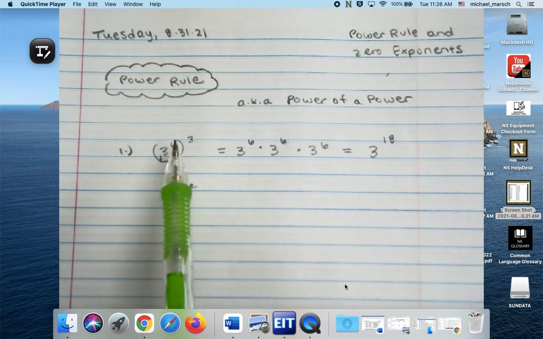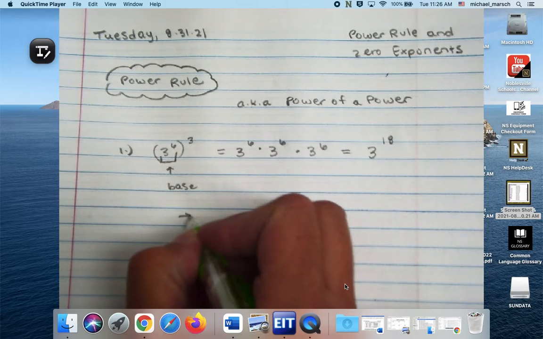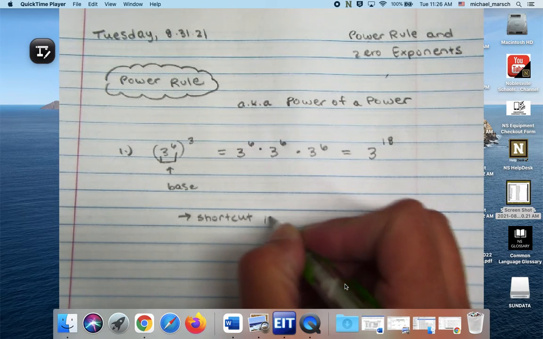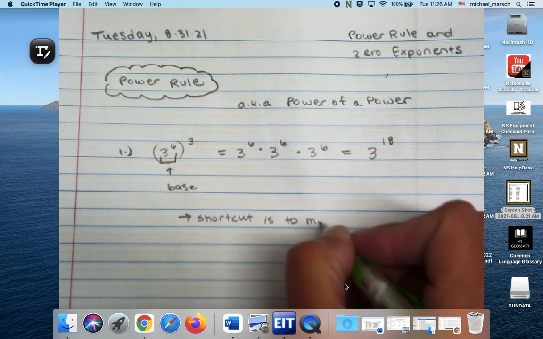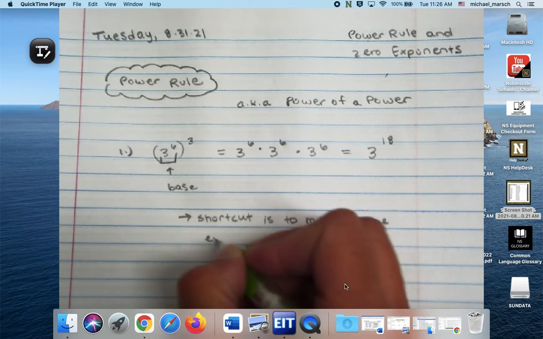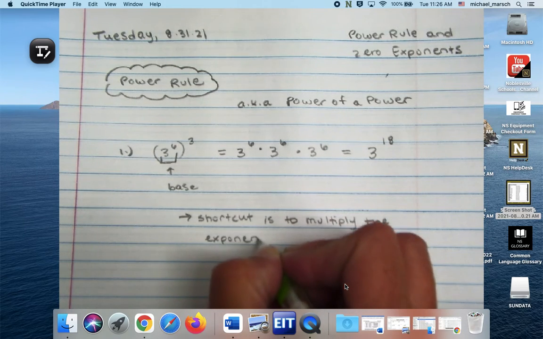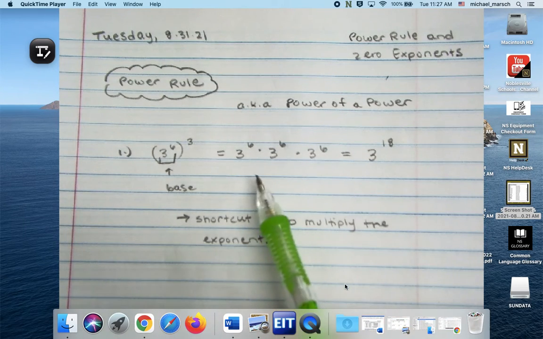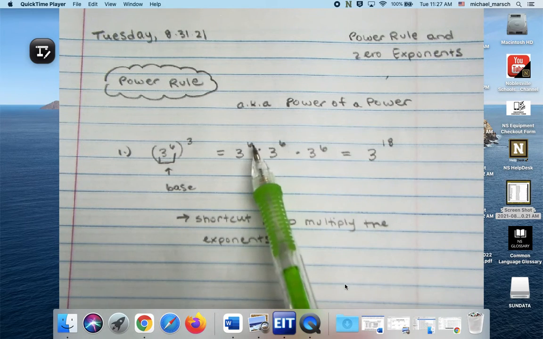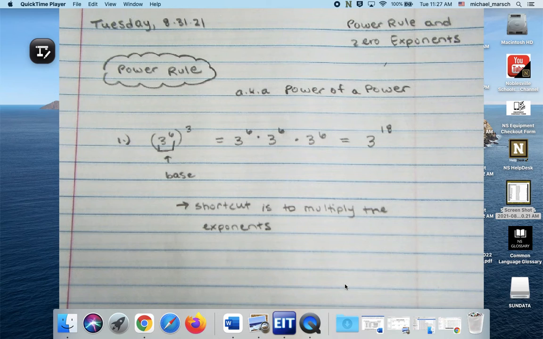Right? So my shortcut for this is to multiply the exponents, so that I don't have to write out all of this and then do adding. Because remember, multiplication is just repeated addition. Yeah, it's our shortcut.